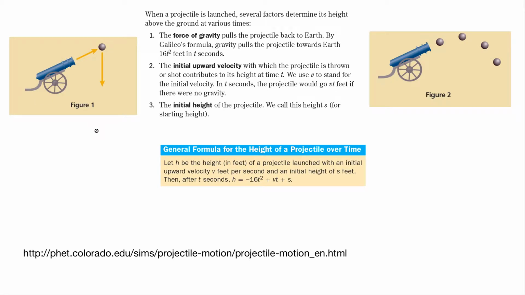Okay, when a projectile is launched, several factors determine its height above the ground at various times: the force of gravity, the initial upward velocity, and the initial height. Now, if you look at figure 1, years ago the belief was that when something was launched, when it came back down, it came down much more directly or more quickly than it went up in the first place. And so that would be the figure 1 situation. It goes up and it just comes right down.